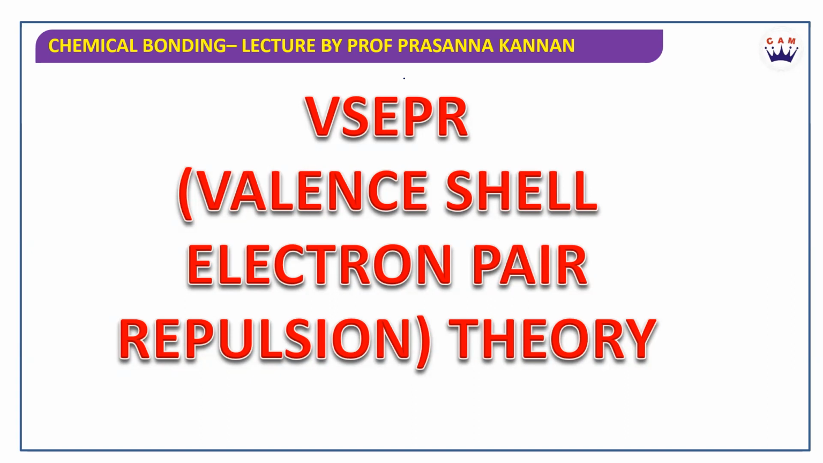We are going to learn one of the important theories in chemical bonding, which explains primarily the shapes and geometry of molecules. It's called VSEPR theory, which is valence shell electron pair repulsion theory. How many of you are already aware of this? Okay, we'll go ahead. This is one of the important theories.